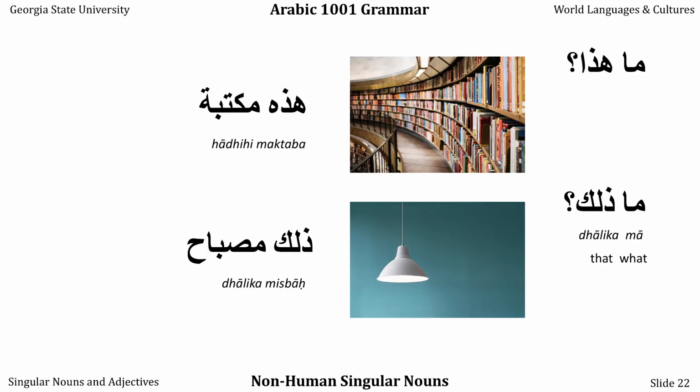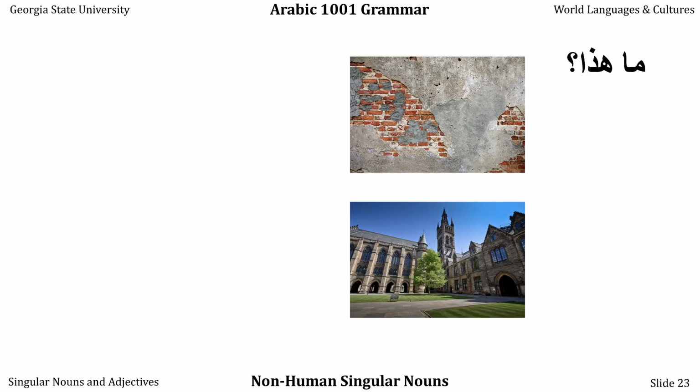So here are 2 new words. Mektaba, for library or bookstore, it's feminine because it ends with ta marbuta. And misbah, or lamp, which we know is masculine because it doesn't end in ta marbuta. Let's try some more. Ma hadha?